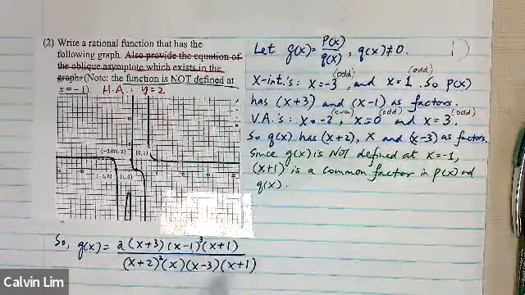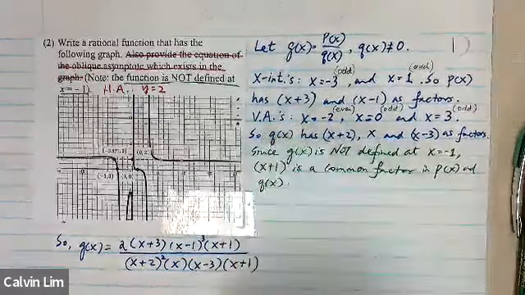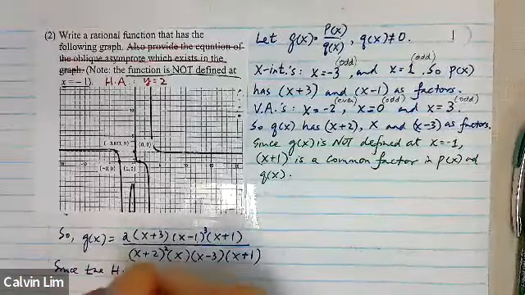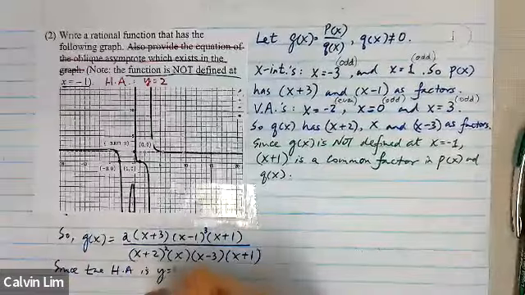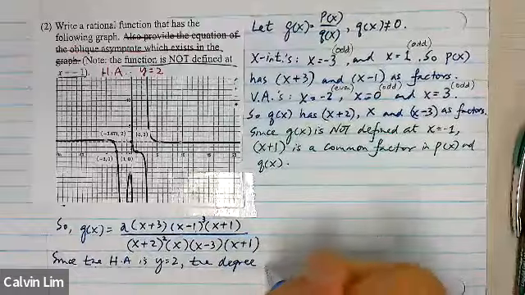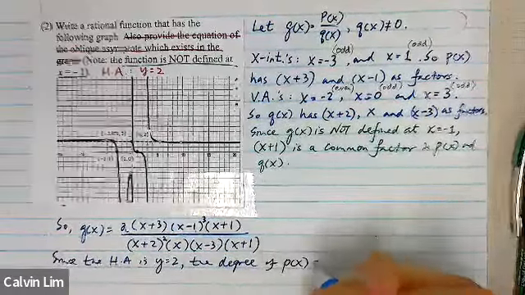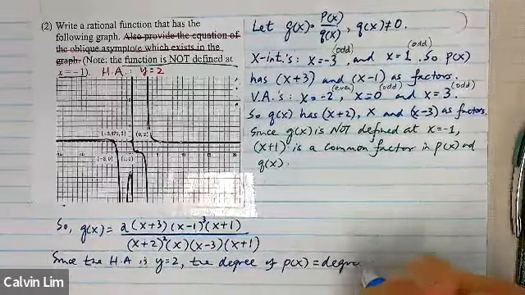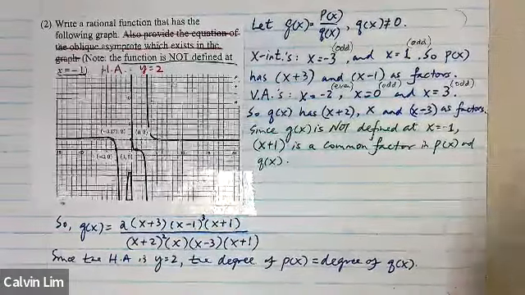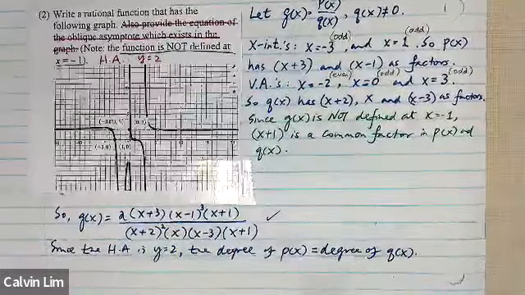Now the degrees tally, right? So you can say since the HA is y equals 2, the degree of P of x must equal the degree of Q of x, right? So now these are good. The degrees match up now.